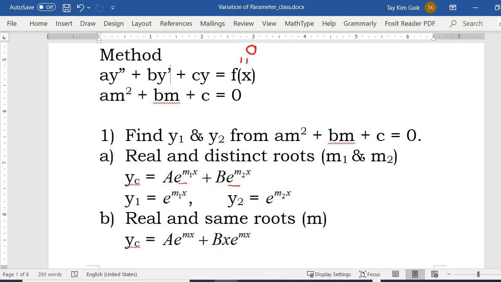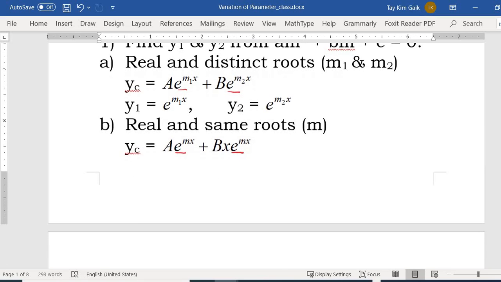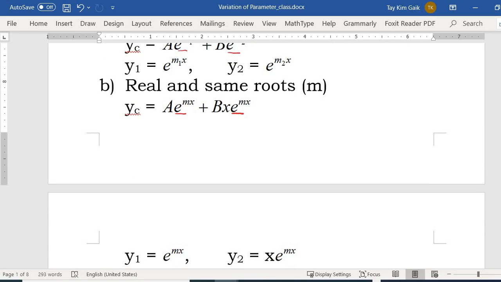In the second case, your characteristic equation has real and same roots. So we have A e^(mx) plus B x e^(mx). If you just put A e^(mx) plus B e^(mx), they clash, that's why you have to multiply by x, as what you learned in the undetermined coefficients method. Hence, for real and same roots, your y1 is e^(mx), y2 is x e^(mx).